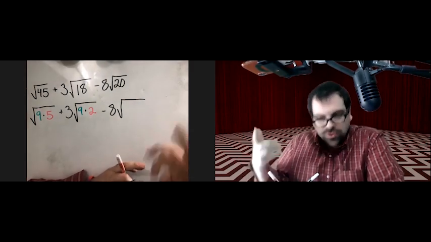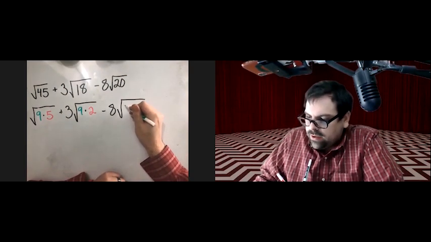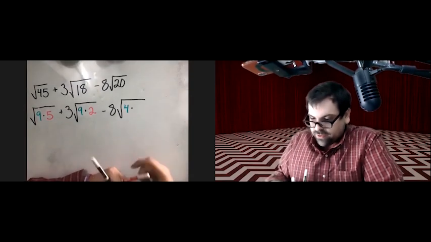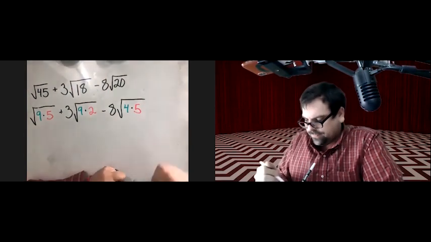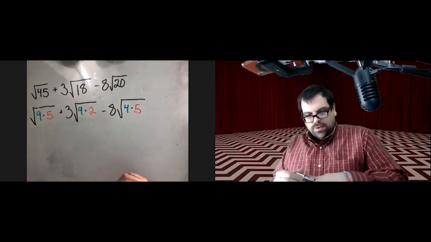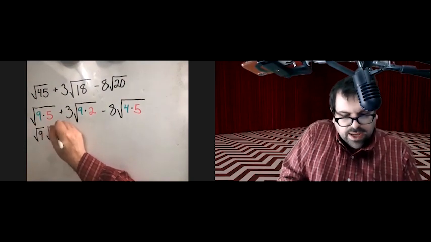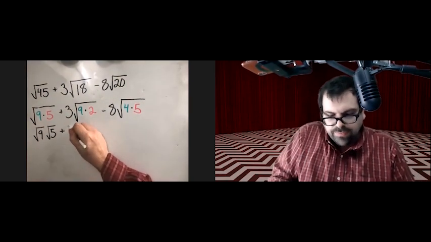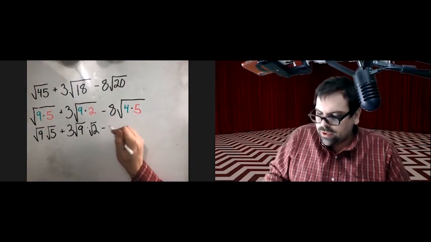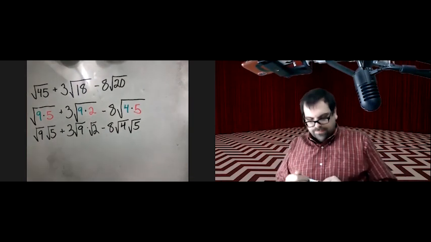20. 10 times 2 would be useless. What is useful would be 4 times 5, because 4 is a perfect square factor. So what do we got? If we split these, radical 9 times radical 5 plus 3 times radical 9 times radical 2 minus 8 times radical 4 times radical 5.